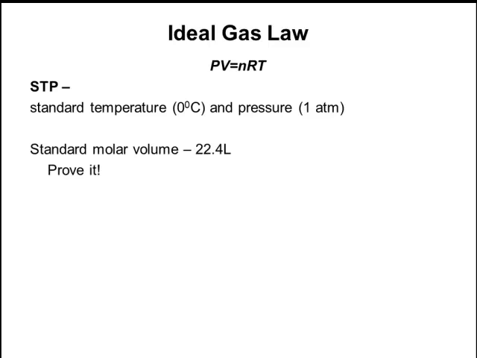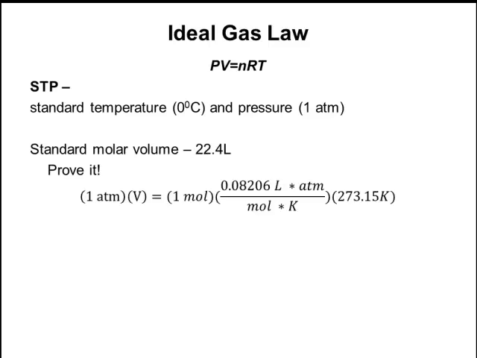All right, let's prove it using the ideal gas equation. If I plug in my 1 atmosphere pressure, I'm solving for my volume. I know I have 1 mole of gas. R is constant, 0.08206 liter atmospheres per mole Kelvin, times my temperature in Kelvin. If I solve for V, I get 22.4 liters. So when it comes to these gases, it's only concerned with the moles of the gas. As long as you have an equal number of moles of gas, you're going to have the same volume or the same pressure if everything else is kept the same.